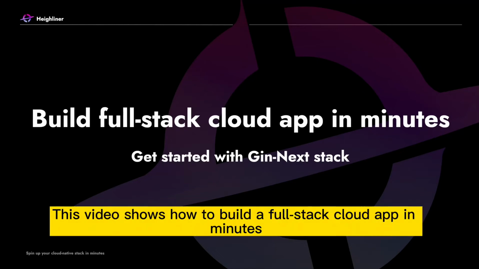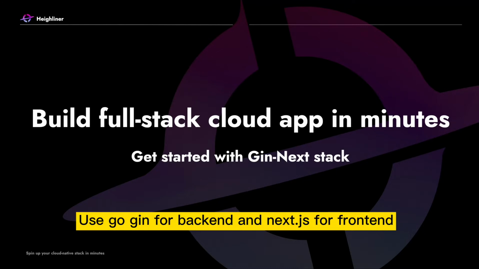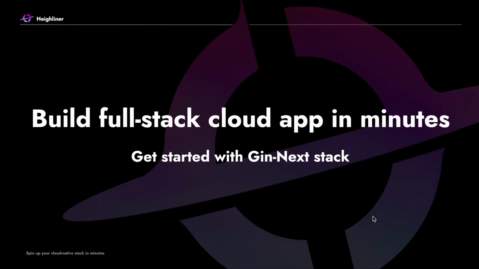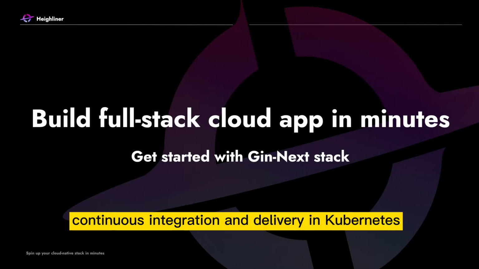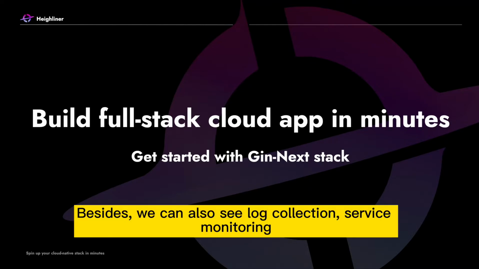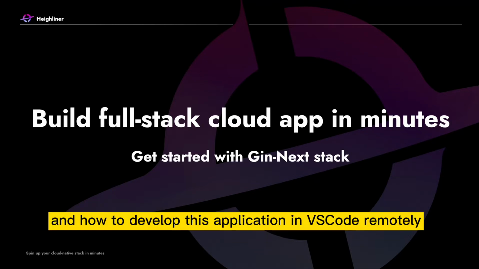This video shows how to build a full-stack cloud app in minutes. Use GoGin for backend and Next.js for frontend. We will see the source code of framework, continuous integration and delivery in Kubernetes. Besides, we can also see log collection, service monitoring, and how to develop this application in VS Code remotely.